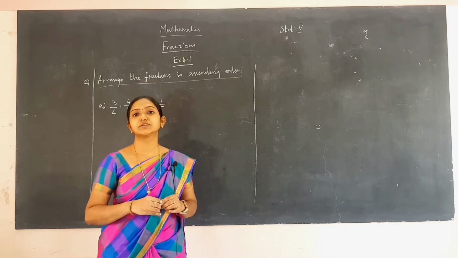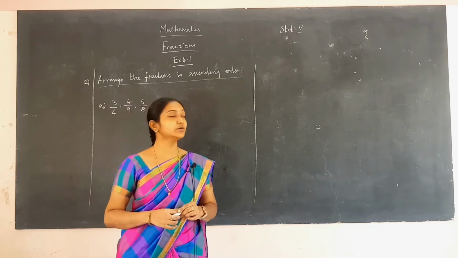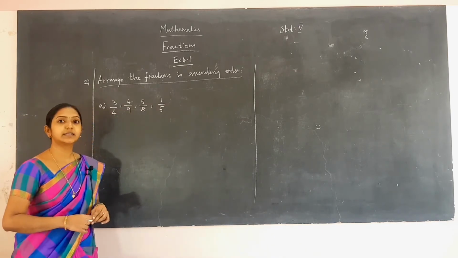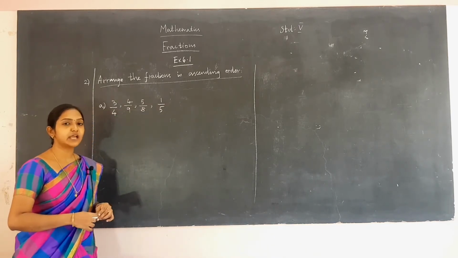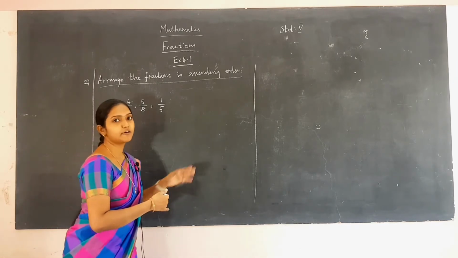Good morning students. Today we are going to solve the remaining problems in exercise 6.1. The second problem is: arrange the fractions in ascending order. Ascending order means we have to arrange the fractions from smaller fractions to larger fractions.